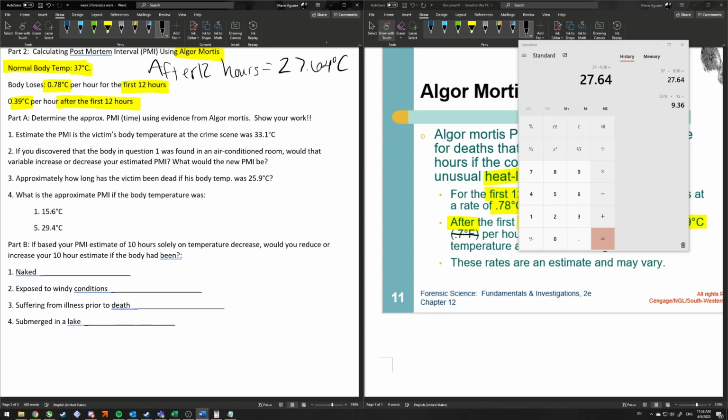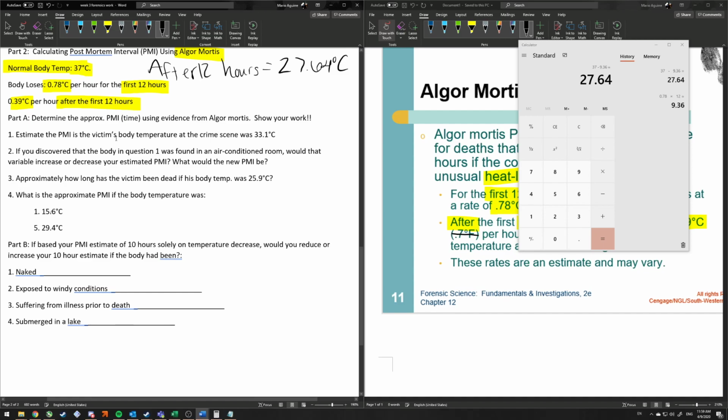So what this means is that if our body that we find at the crime scene is above 27.64, that means they've been dead less than 12 hours. Because we know that at 12 hours, because the body loses 0.78 degrees Celsius per hour, after 12 hours, this is our body temperature. So if it's above this, they've been dead for less than 12 hours. So let's unpack this, right?